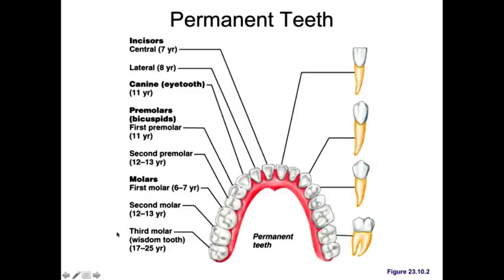These are some of the names of the teeth that you should be familiar with. You have the central incisors, just lateral to them. You've got a lateral incisor. Lateral to that is the canine. And then you have your first premolar or bicuspid. And then you have your second premolar. And then you have here your first molar, second molar, and your wisdom tooth, third molar.